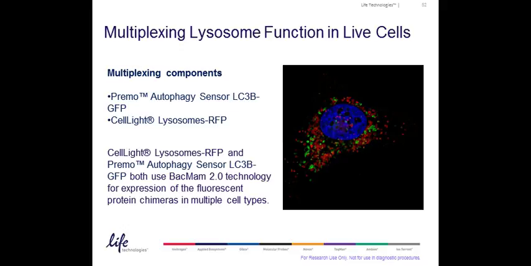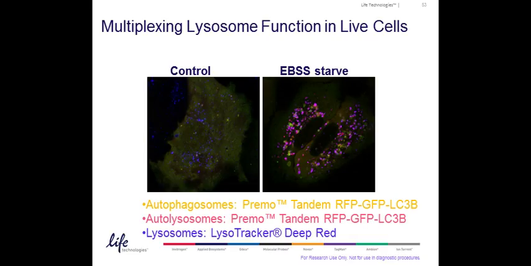Of course, one can use these labels to multiplex in the context of autophagy. Here we have the autophagy sensor LC3B GFP in conjunction with an RFP targeted to the lysosomes. And using these two approaches, you can watch the fusion of the autophagosome with the lysosome. You can also use the LysoTrackers to visualize the same process.